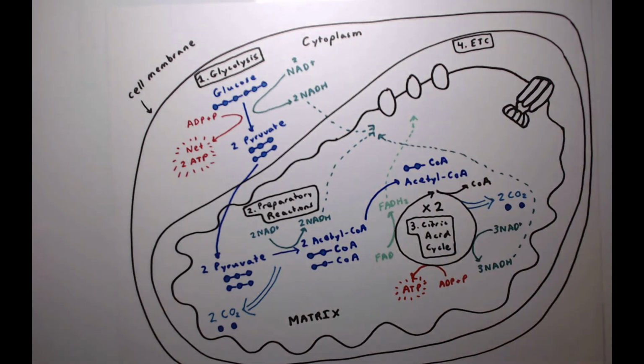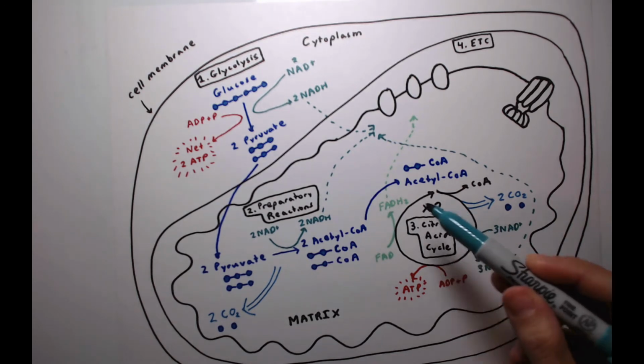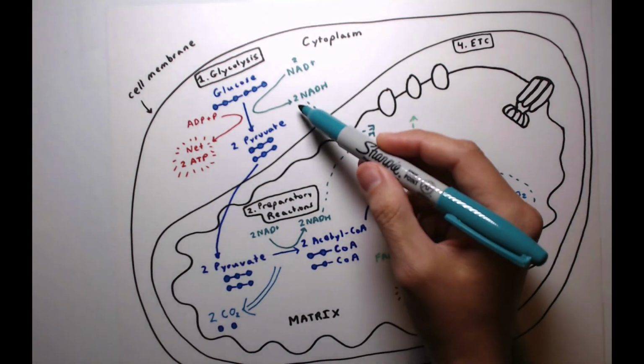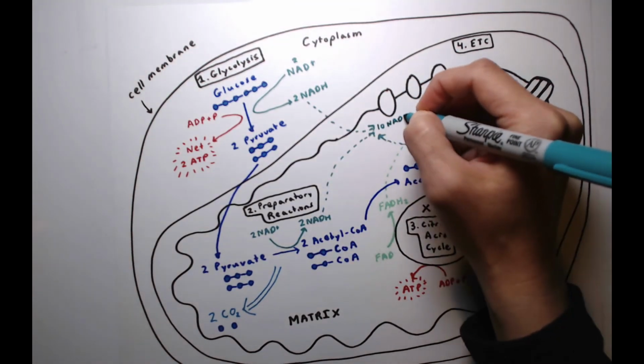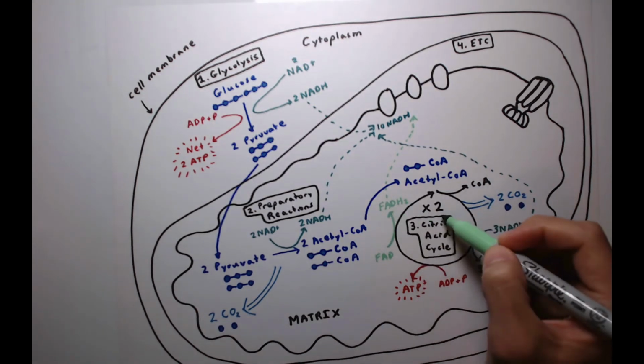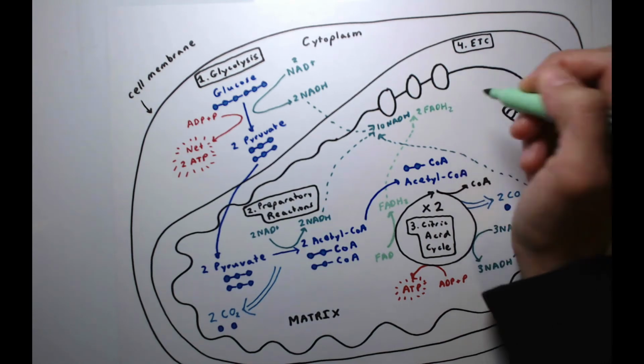Now let's look at how many NADH molecules were created altogether. We created a total of 6 NADH molecules in the citric acid cycle, 2 in the preparatory reactions, and 2 in glycolysis, for a total of 10 NADH molecules. We created a total of 2 FADH2 molecules during the citric acid cycle.